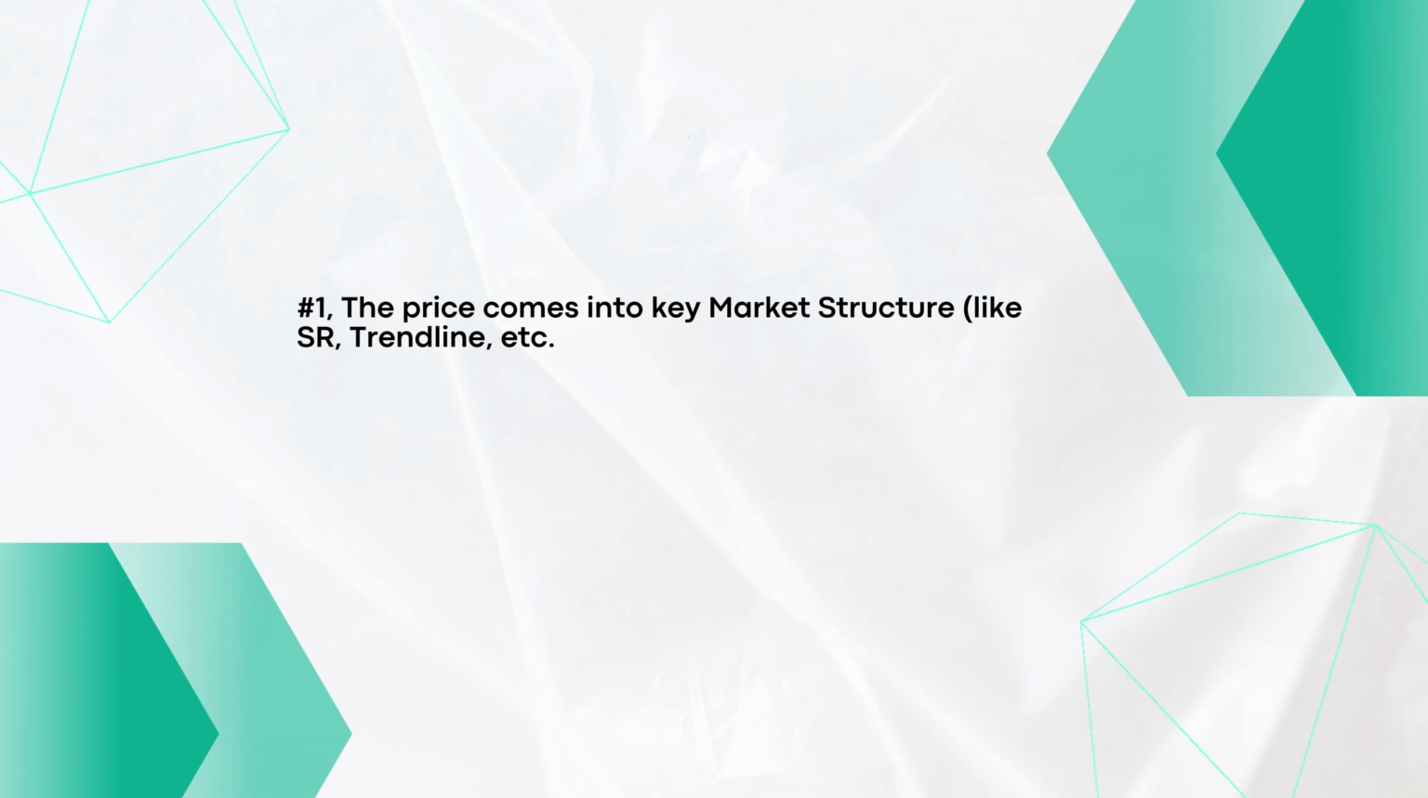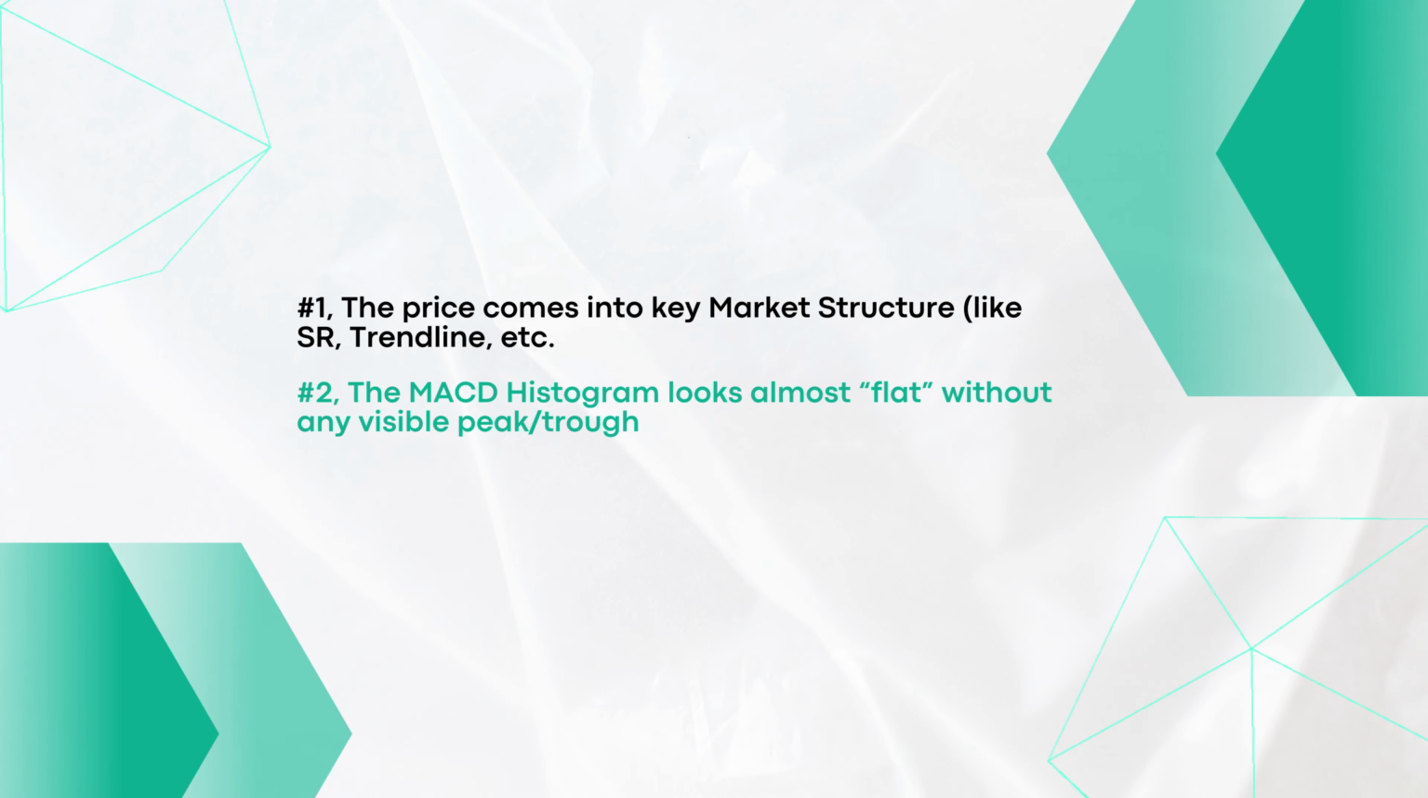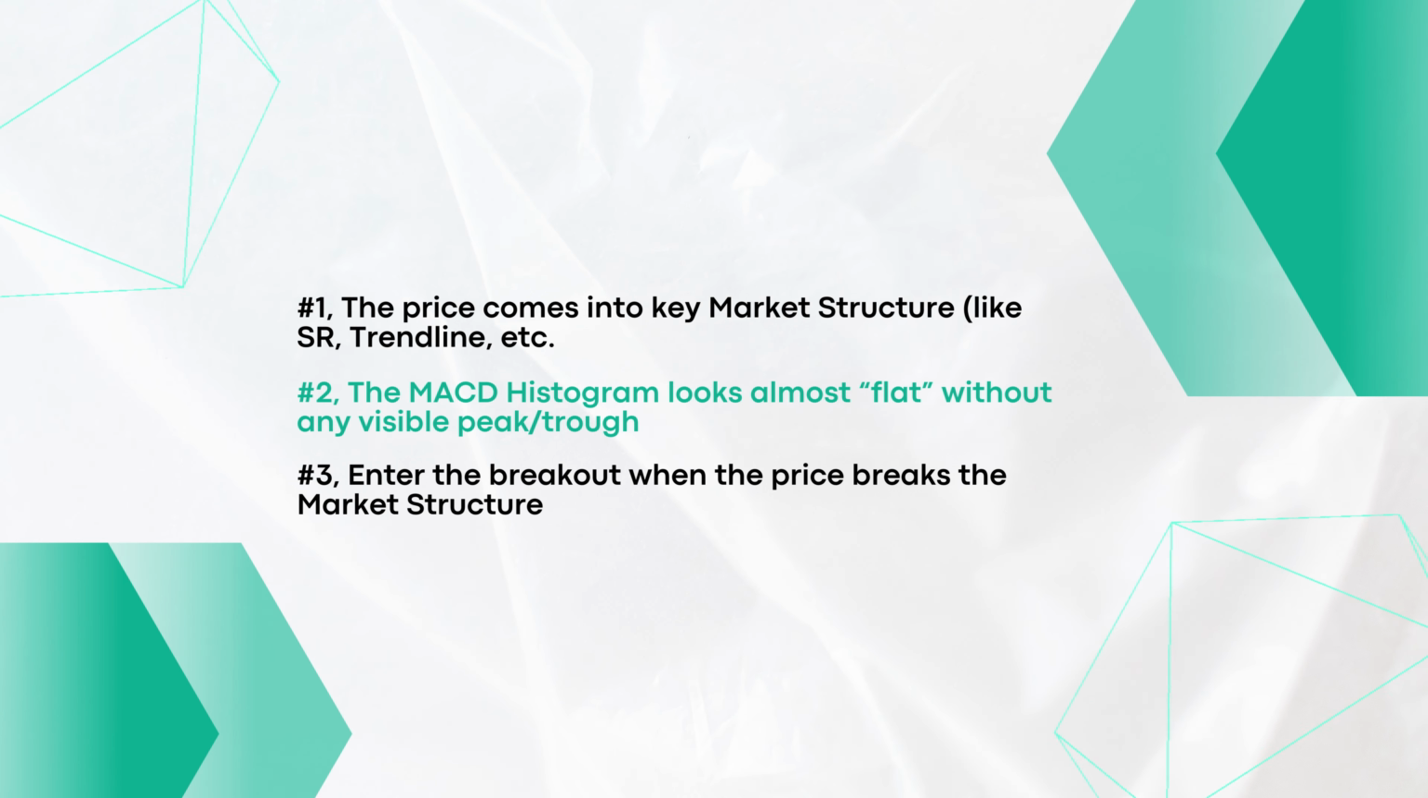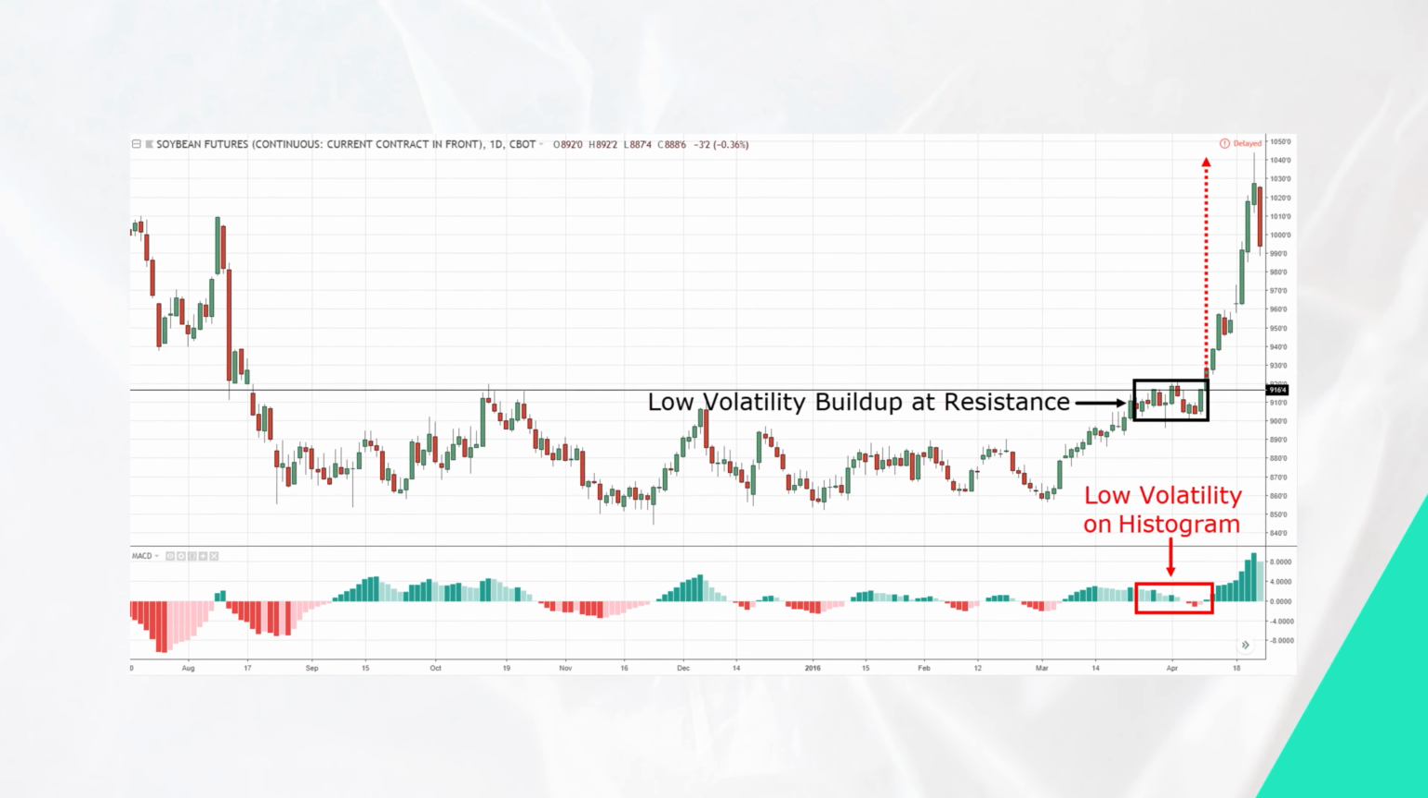Here's how. The price comes into key market structure, like support or resistance, trendline, etc. The MACD histogram looks almost flat without any visible peak or trough. Enter the breakout when the price breaks the market structure. Here are a few examples.